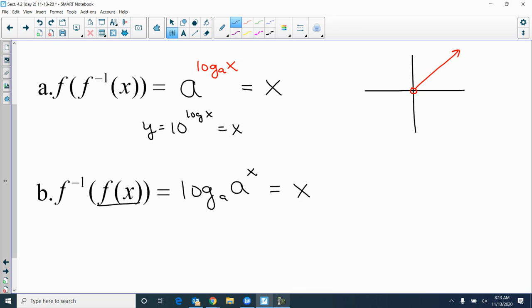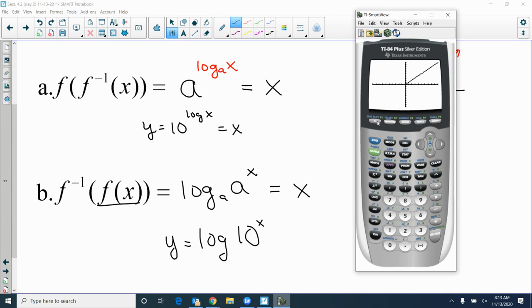All right, now how can I graph this base 10? Base 10. So that's going to be y equals log of 10 to the x. So I can just do this. Log of 10 to the x. All right, graph that one, so replace your other one. So I'm going to do y equals, clear, log of 10 to the x power. All right, now I get that.